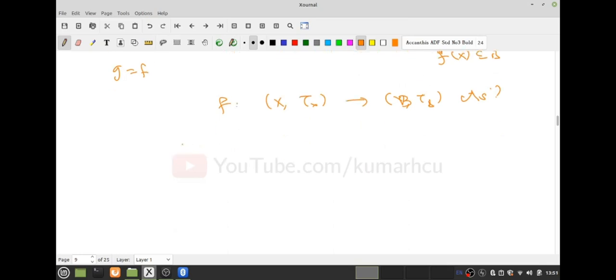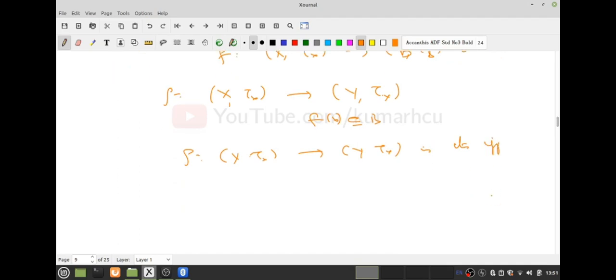So f from (X, τ_X) to (Y, τ_Y), such that f(X) is contained in B. Then f from (X, τ_X) to (Y, τ_Y) is continuous if and only if f as a map from (X, τ_X) to (B, τ_B) is continuous. If you don't like g, this is what I want to do. This is how you should remember.